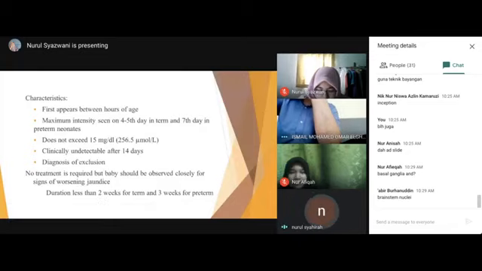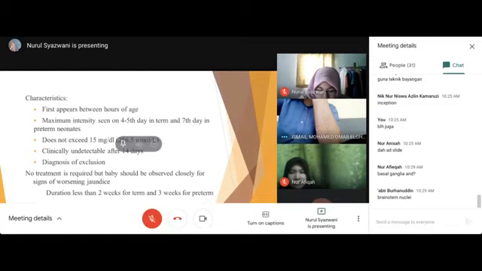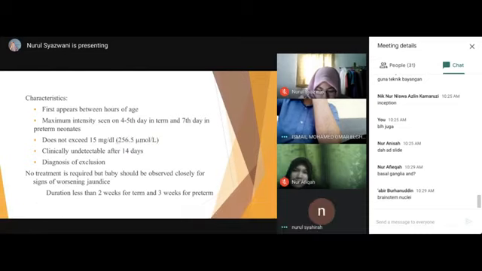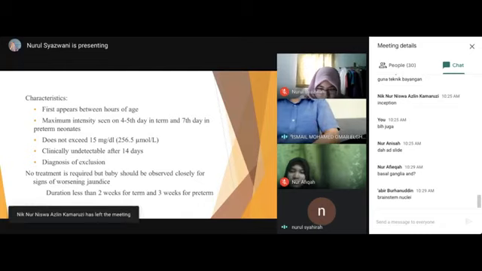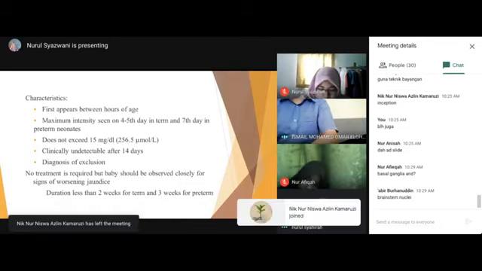Which hours do you mean? I mean more than 24 hours. It must be more than 24 hours because the first 24 hours is pathological. Usually physiological jaundice appears on day 2, day 3, typically day 3, and disappears by day 7. It is mild and does not need treatment. That is the physiological jaundice.